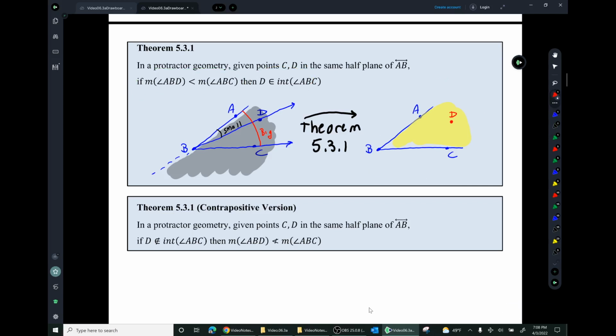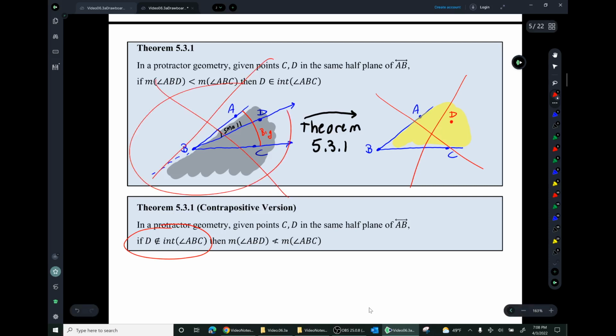Now there's an immediate contrapositive of this theorem. If this is not true, that is, if D is not in the interior of that angle, then this is not true. That is, the measure of angle ABD will not be less than the measure of angle ABC.